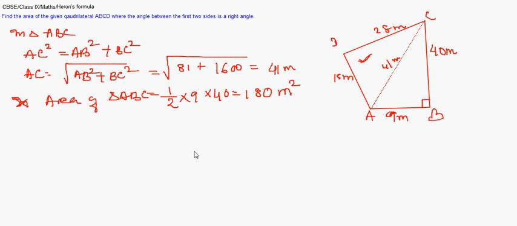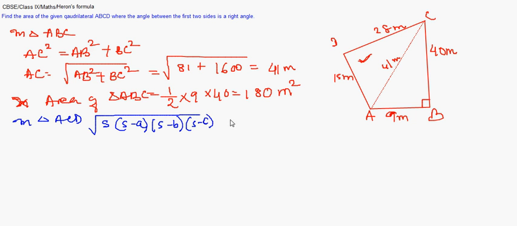Look at the triangle ACD. We'll be applying Heron's formula to find this out. We don't have the altitude, so we'll be applying Heron's formula. To do so, it will be root of S, S minus A, S minus B, and S minus C. Let me calculate S, because S is A plus B plus C by 2. So I'm getting 41 plus 28 plus 15 by 2.